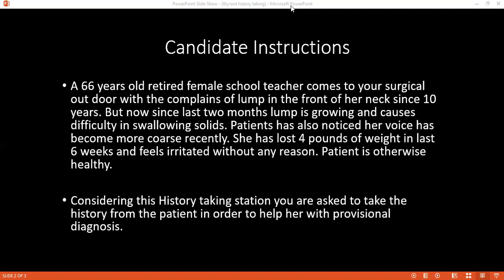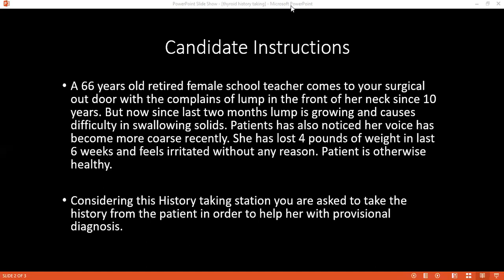Yes. So today I have taken a history of a 66-year-old teacher who came with a lump in the front of the neck since the last 10 years, but it has been increasing since the last 2 months and is associated with pain, change in the voice, loss of appetite and weight loss. She gave a history of losing 4 pounds and is feeling irritable all the time. She is on regular medication for blood pressure.